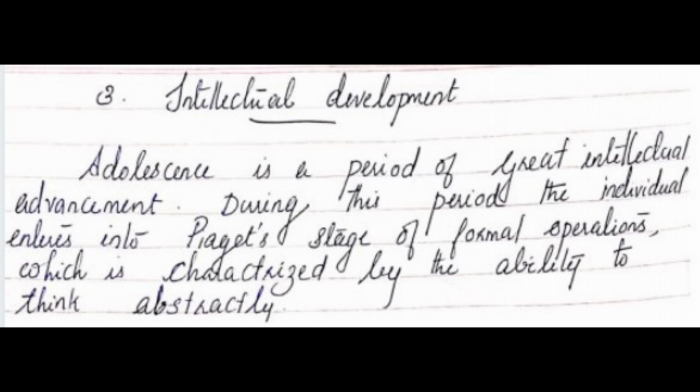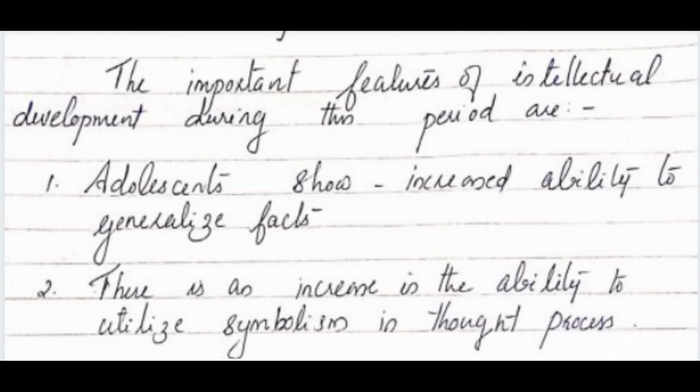Intellectual development. Adolescence is a period of great intellectual advancement. During this period the individual enters into Piaget's stage of formal operations, which is characterized by the ability to think abstractly. The important features of intellectual development during this period are: adolescents show increased ability to generalize facts.